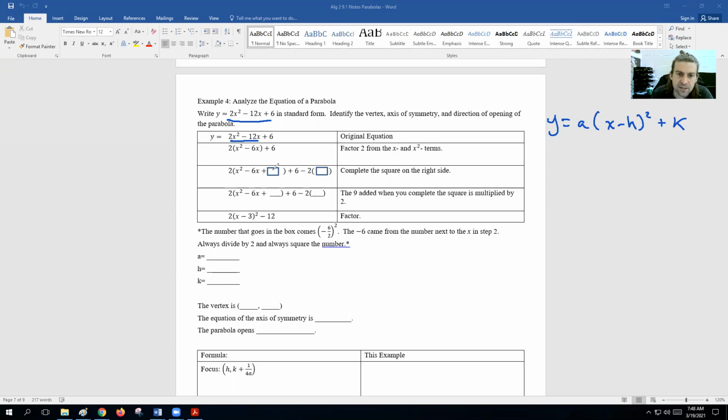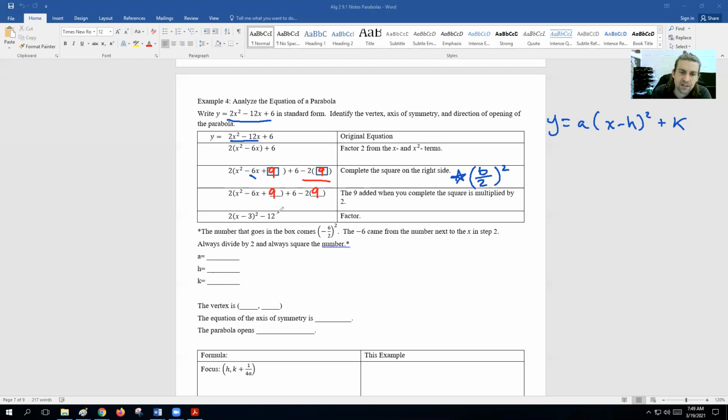We need to find the piece that goes in that box. And that middle number is always going to be (b divided by 2) squared. So in both of these boxes, we have to figure out this blank. And that's going to be, well, 6 divided by 2 is 3. 3 squared is 9. Now we can't just add 9 to this side and have nothing else be replaced over here. We also have to subtract a 9 here. And the one thing we have to watch out for is, because there's a 2 multiplied on the outside, we actually have to subtract 2 times 9. So that is going to be the number that goes in the box.